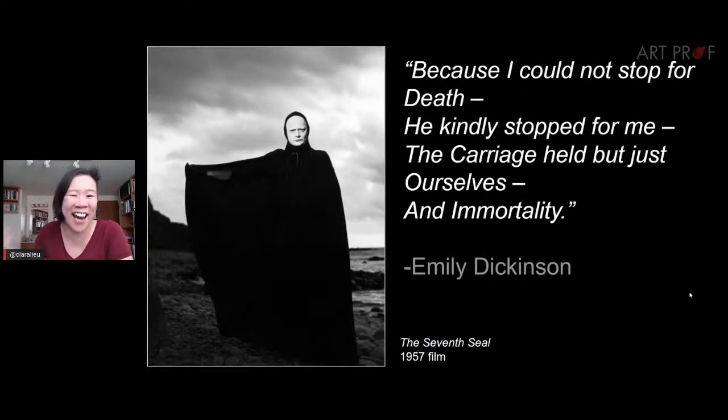I mean, the cliche of death is typically a skeleton or some creepy looking figure like this one from the Seventh Seal. And you see this a lot, not just in films and illustrations, but also in poetry. So, for example, here is a poem by Emily Dickinson, which reads, "Because I could not stop for death, he kindly stopped for me. The carriage held but just ourselves and immortality."